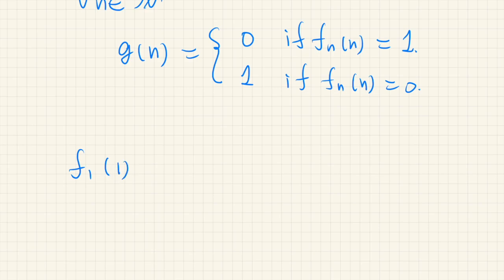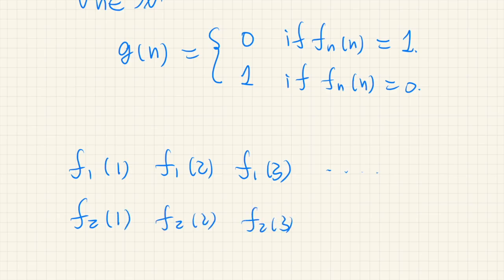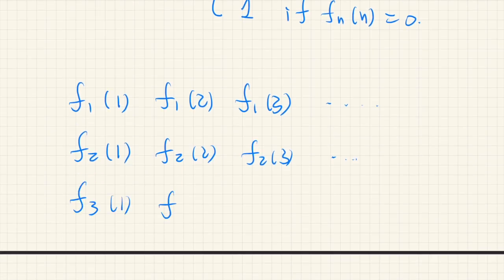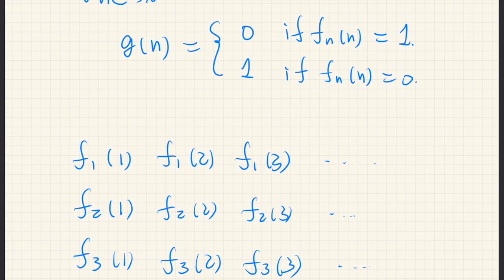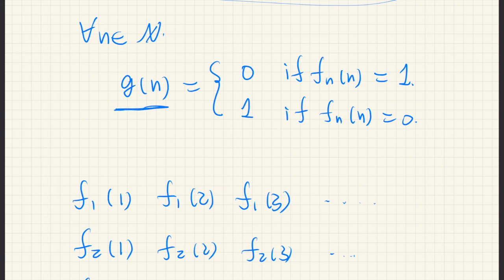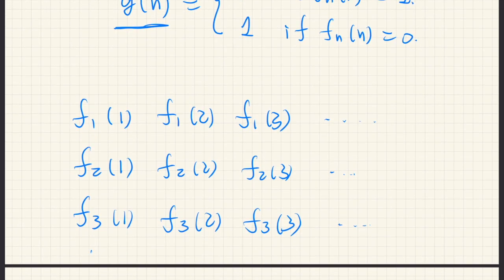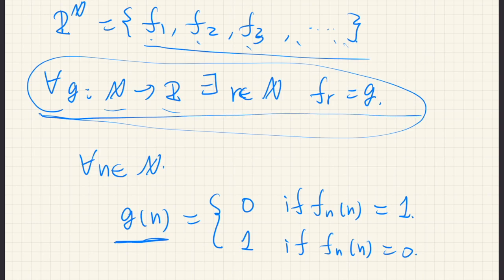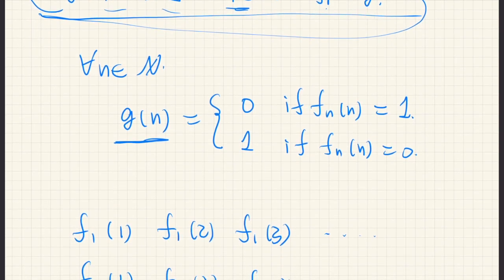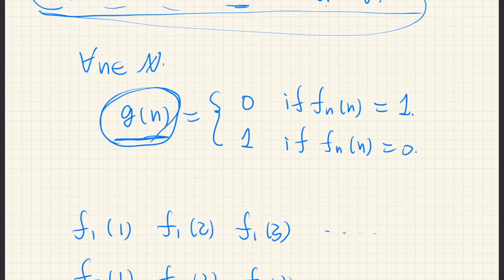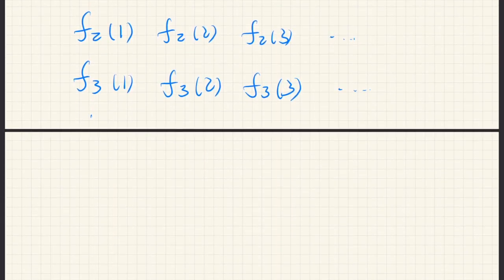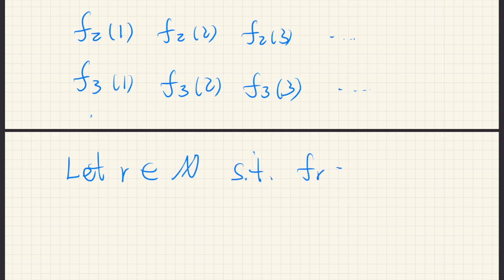f1 of 1 has some value, and f1 of 2 has some value, either 0 or 1, f1 of 3, and so on. And similarly, f2 of 1, f2 of 2, f2 of 3, and so on. And f3 of 1, f3 of 2, f3 of 3, and so on. So which fr should correspond to this g? Well, exactly identifying the function is not so easy, but it is guaranteed that there is some natural number r such that fr is equal to this function g. So let r be a natural number such that fr is equal to g.